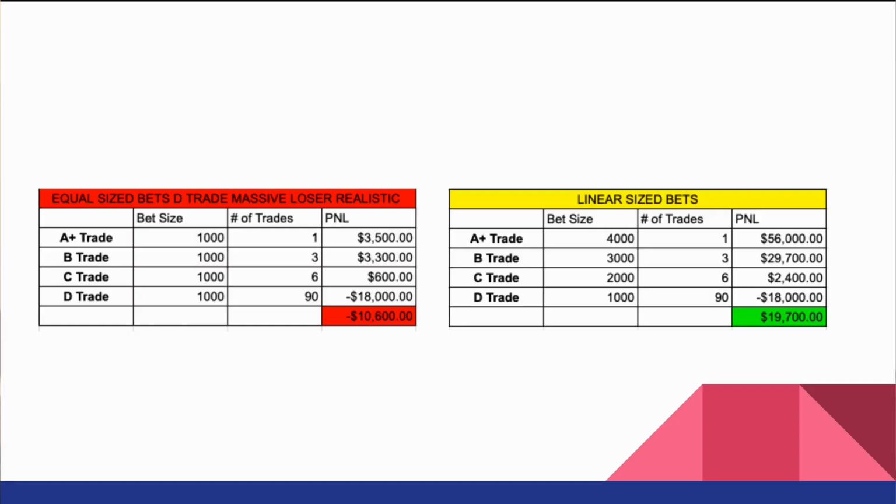Now let's recap this. Let's say our D setups are 90 trades instead of 9. We add real money to the aspect. Trading with the same bet size, we would now be down $10,600. Whether this is on the day, week, or month, this is absolutely horrible. This can make or break your trading career in the beginning. Now with everything the same, if we just increased our bet sizes, not even aggressive, just linear, we are now up almost $20,000. This is an absolute game changer when it comes to real money.